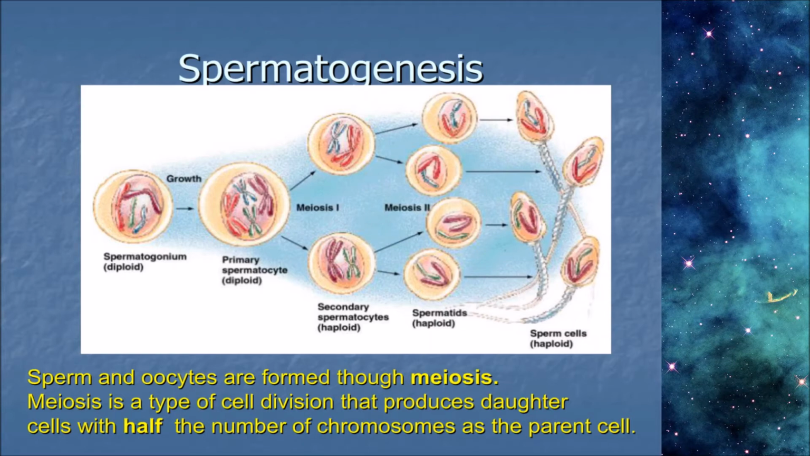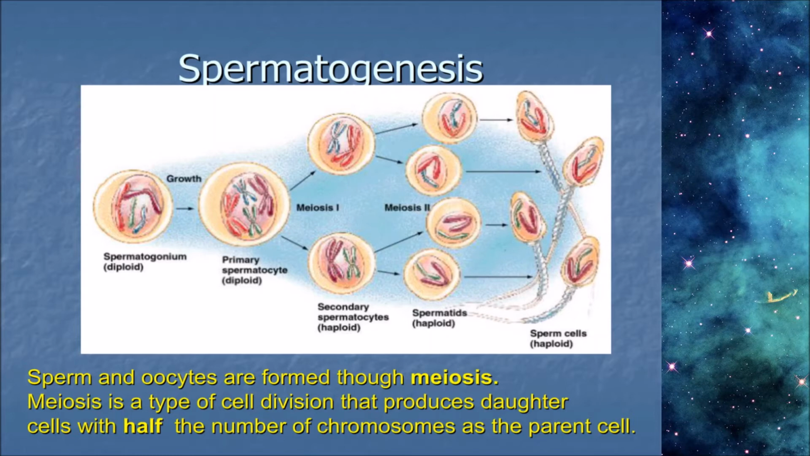Spermatogenesis involves both mitosis and meiosis. We're going to start with a diploid cell called a spermatogonium. The spermatogonium is going to grow into something called a primary spermatocyte, which is also diploid, and this is going to undergo meiosis 1. Meiosis 1 is going to produce secondary spermatocytes, which are haploid. We're then going to go through a second set of divisions through meiosis 2, and this is going to produce haploid spermatids. And these haploid spermatids are eventually going to get tails and mature into good old haploid spermatozoa.